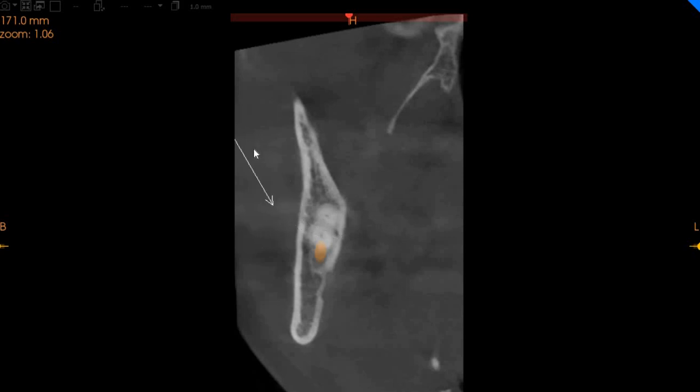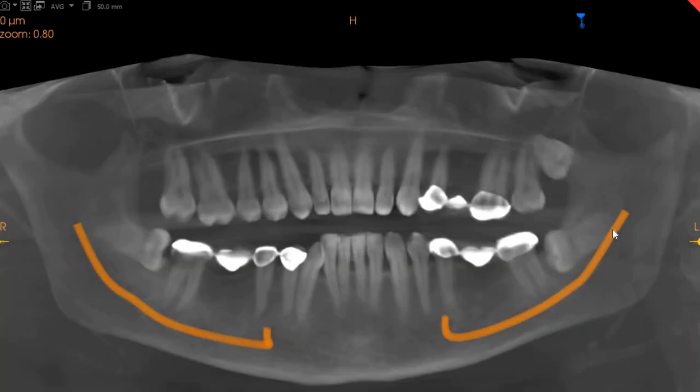Right there. So there we go. This is the lower left side. As you can see, the apex is very close to the inferior alveolar nerve. Along with that, you also appreciate that the tooth is a mesioangular horizontal impaction and is completely embedded into the ramus. Only the crown portion is out. This is something to be mindful of.